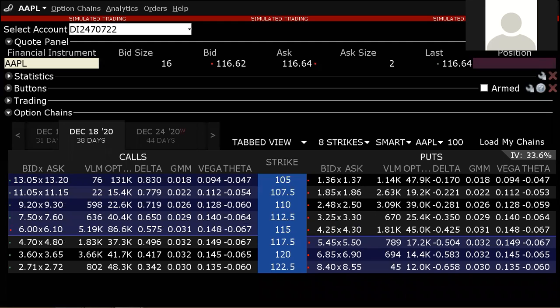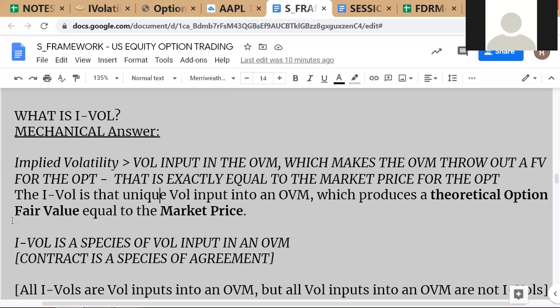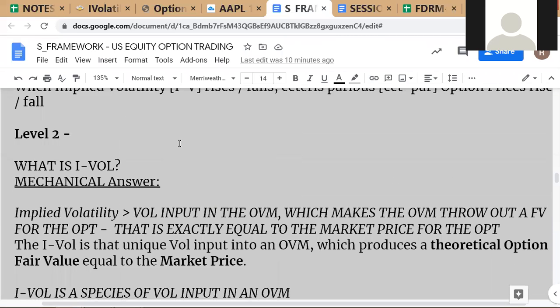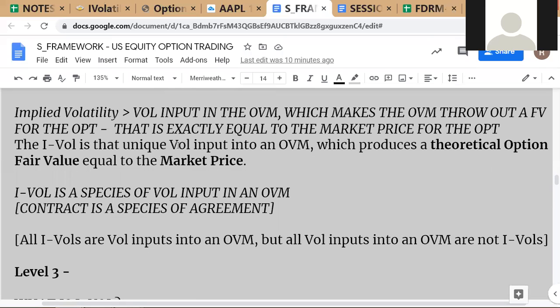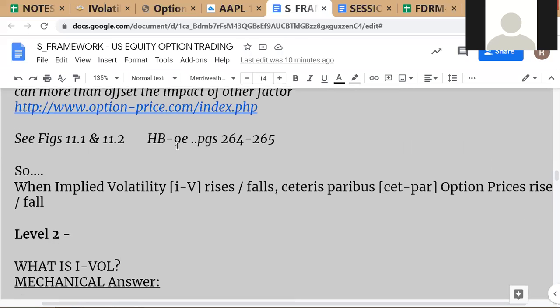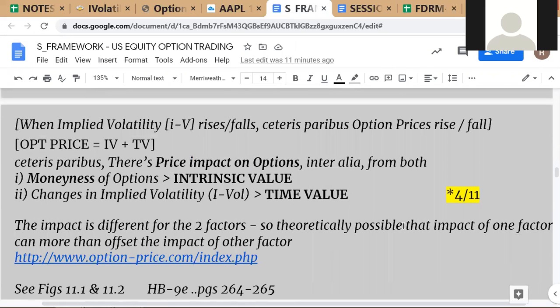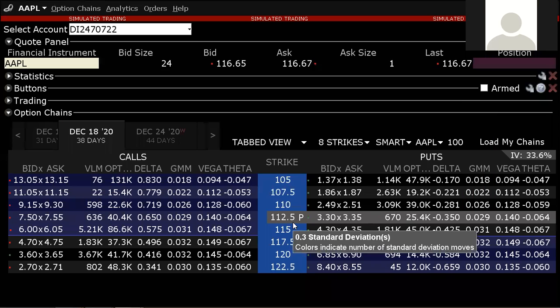So now you have understood two different ways of understanding I-Vol, which is very important. Level 1, level 2. All right, and now let's go back to this point, which I'm trying to understand, that this one can offset the other. So what we are saying is this. This is what I mean by the statement.